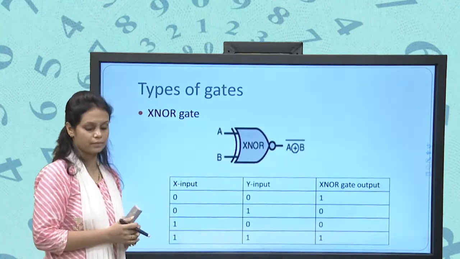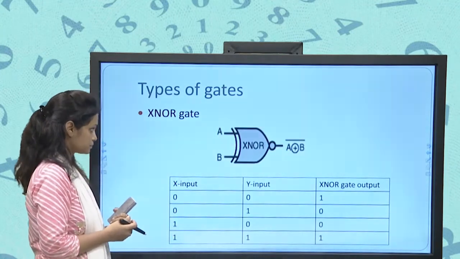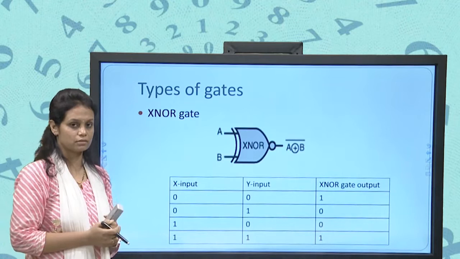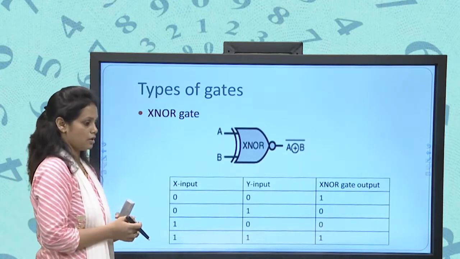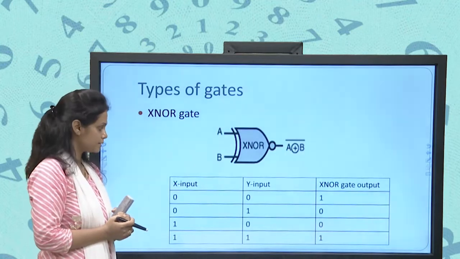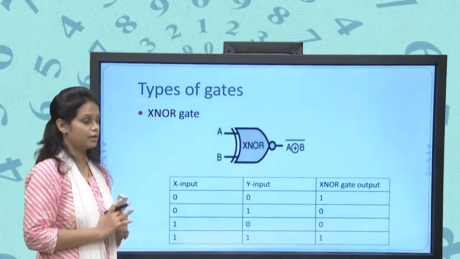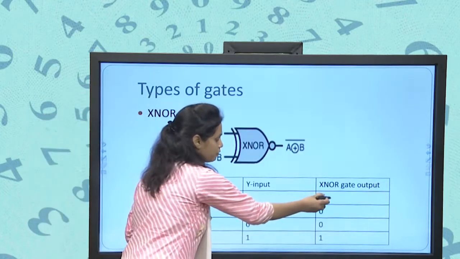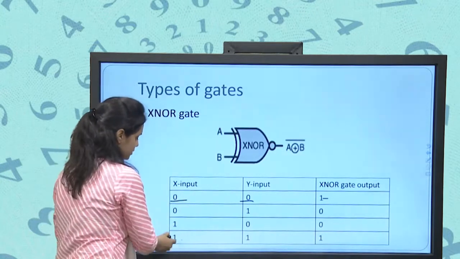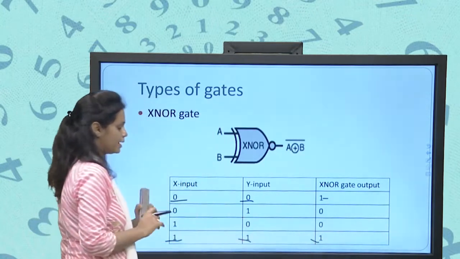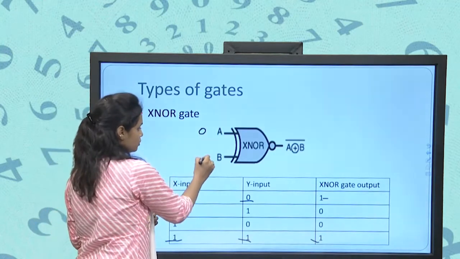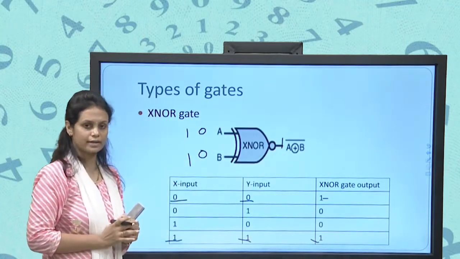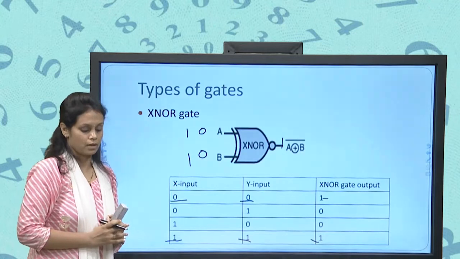This is the XNOR gate. Now what is the XNOR gate? We can say it is the reverse operation of the XOR gate. What is in the XOR gate? If both inputs are the same, we keep 0 in the XOR gate. In the XNOR gate, if both inputs are the same, we keep 1, else we keep 0. So if both are 0 we keep 1, if both are 1 we keep 1, and in all other cases we keep 0.